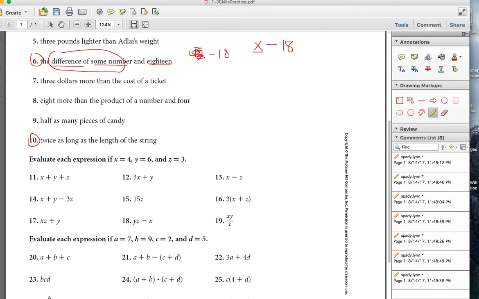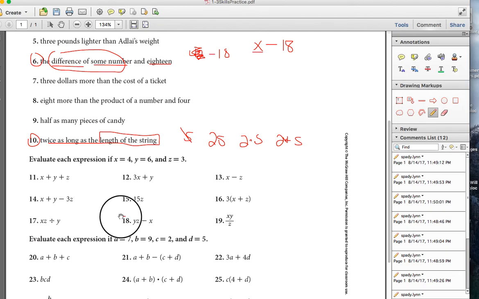And number 10, twice as long as the length of the string. Well, we don't know the length of the string, so we're going to say s for string. Sometimes s is not a good variable to use because it looks like the number 5, but in this case, we'll go ahead and use s for string, and then twice as long, we could write that as 2s. We could also write that as 2 dot s. We could also write that as 2 asterisk s. All of those would be acceptable ways to write that phrase as an expression.